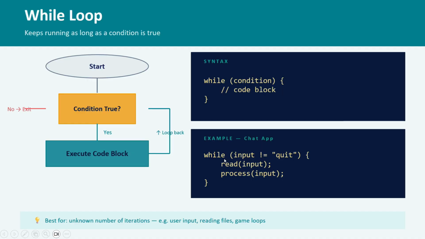Suppose we have a chat app. In the chat app, while the user wants something or is writing, input keeps coming. So we read the input, process the output, and if there is no question, then the loop is terminated. So for an unknown number of iterations, we use the while loop: user input, reading files, game loops.